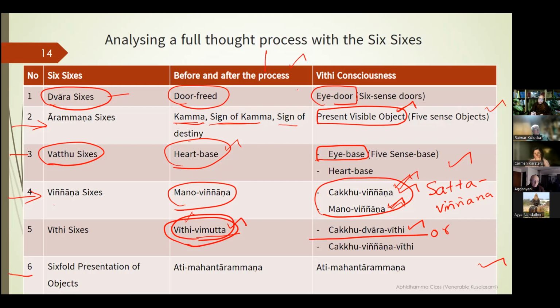So that's why before and after the thought process, it is called Atimahanta Arammana. Within the thought process as well, it is called Atimahanta Arammana. So the object does not change. If the object is the great object, before and after the process as well, Mahanta, and the Vithi consciousness as well, Mahanta. So it must be the same. This gives the name for analyzing the full thought process with the six sixes.